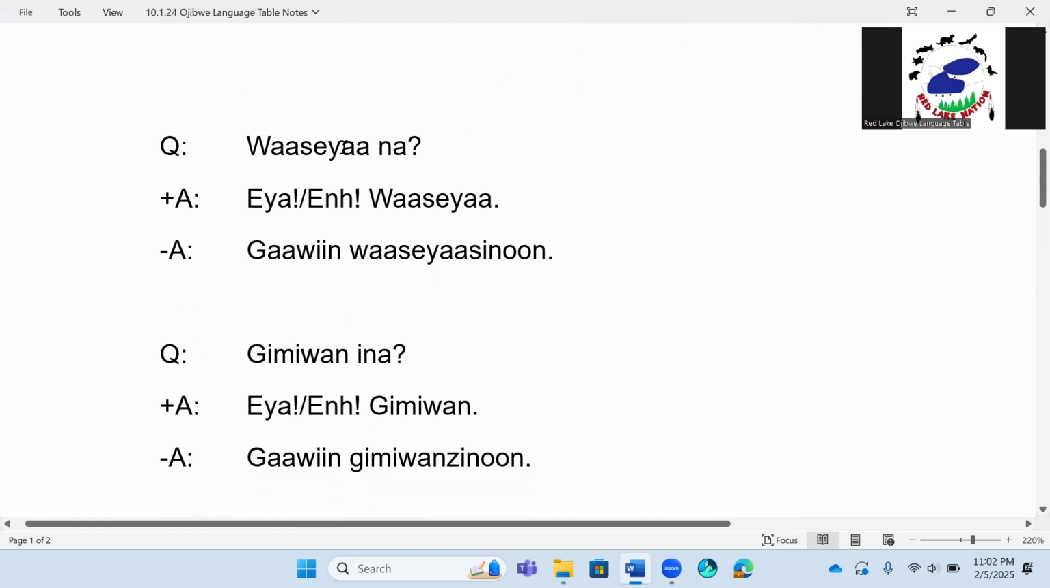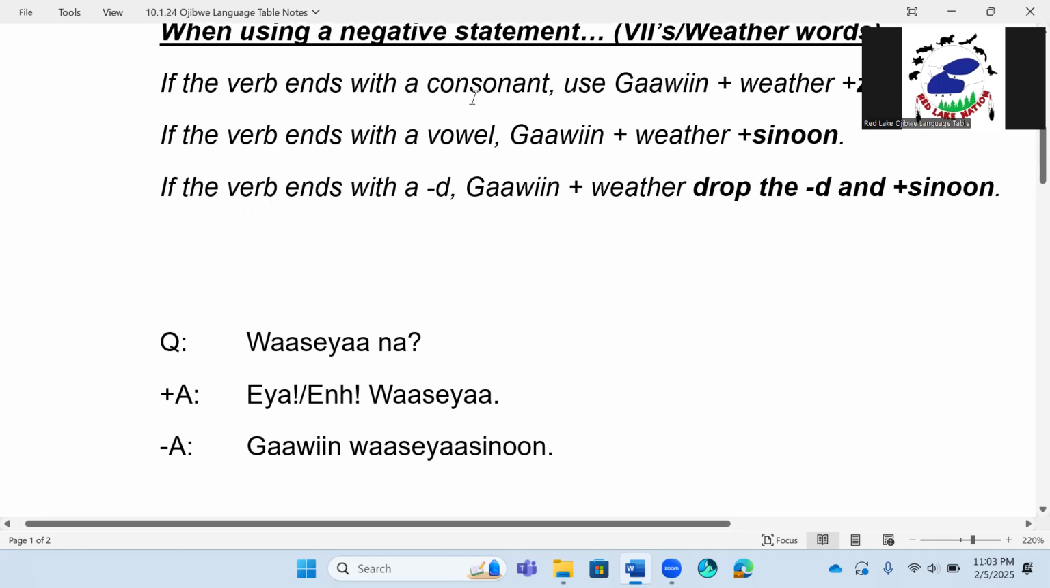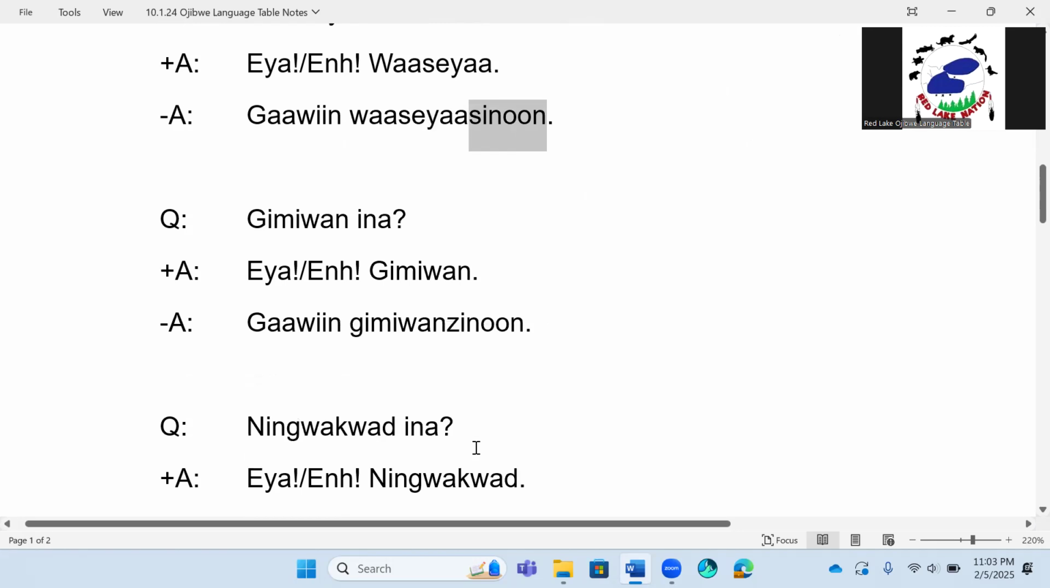So we have wasea na. Positive answer, eh, or wasea. And that's all you need. When you ask the question wasea na, is it sunny out? Negative answer is going to be Gawin wasea sinun. All right, so remember the rule up here. If it ends with a vowel, we're going to use Gawin plus the weather word plus Sinun.